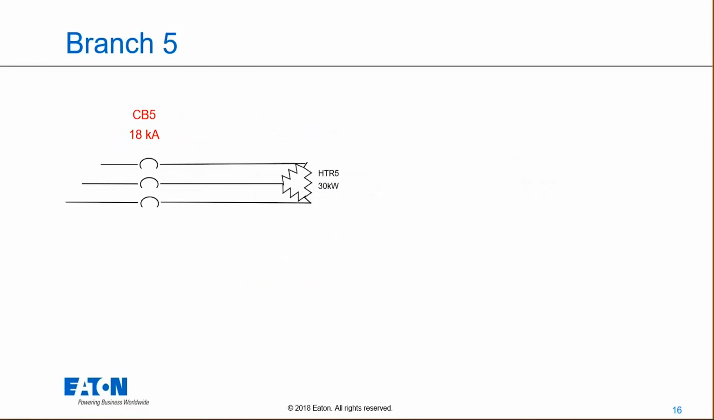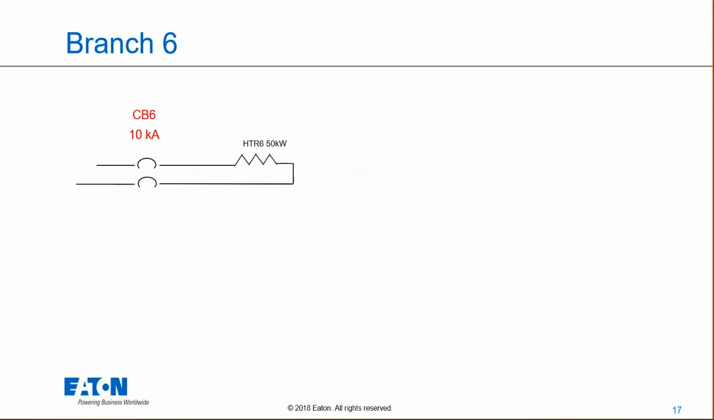Finally, in branch 5. So in this branch, we just got a simple circuit breaker feeding a heating load. So in this case, we got the breaker, 18,000 amp rated breaker. And when you look at this, pretty easy to determine. It's going to be an SCCR of 18,000 amps. The next circuit is a smaller circuit breaker with a 10,000 amp rating going to another heating load. So in this particular case, once again, we're not going to get any better than that 10,000 amp rating on that circuit breaker.